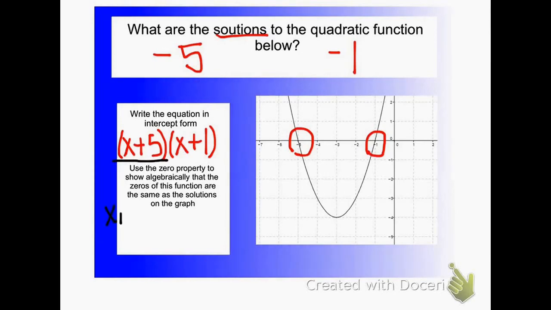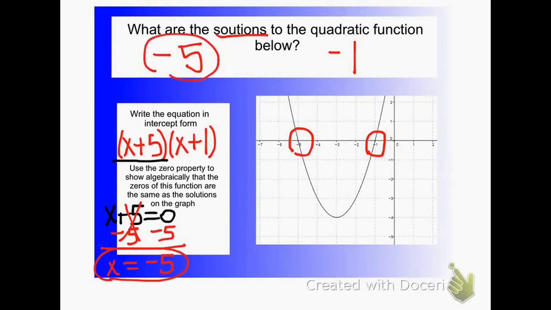So I would write down x plus 5 equals 0. And what I want to be able to do is solve for x to find out what value of x would make this equal to 0. So to do that, I would subtract 5 to eliminate the 5 from the left side. Notice the 5's eliminate on the left side, so x equals 0 minus 5, which is -5. So I know my first solution is -5, and that's what I showed here.